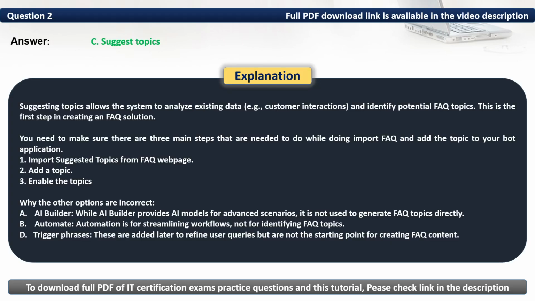Suggesting topics allows the system to analyze existing data and identify potential FAQ topics. This is the first step in creating an FAQ solution. You need to make sure that there are three main steps needed while doing import FAQ and add the topic to your bot application. First, import suggested topics from FAQ web page. Second, add a topic. And third, enable the topics.